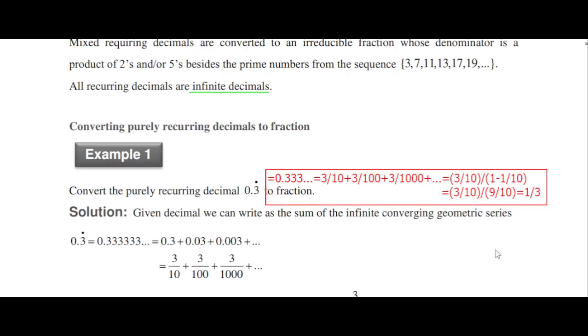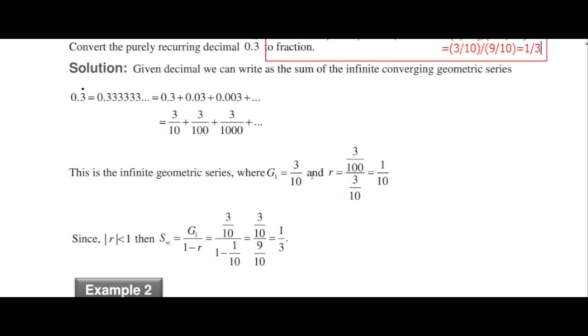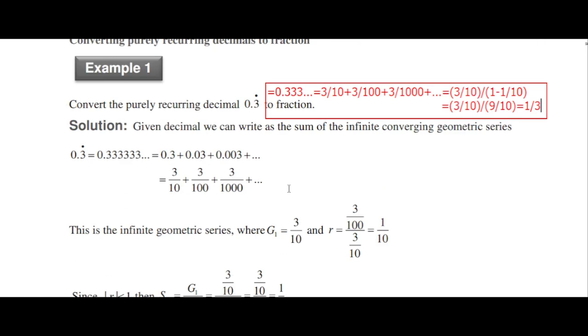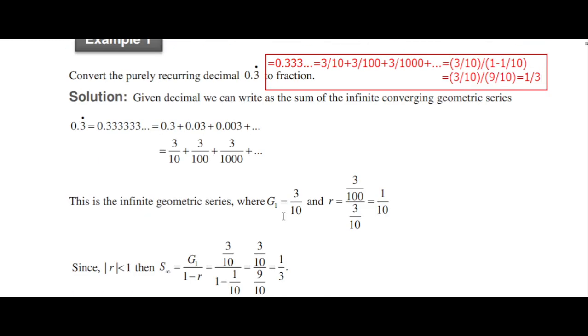Let's cross-check it here. Yes, the first term is 3/10 and R is 1/10. Since R is less than 1, that is, 1/10 is less than 1, the sum will be 1/3. This 1/3 is the fraction form of this decimal number. So for today's topic, let's stop it here.